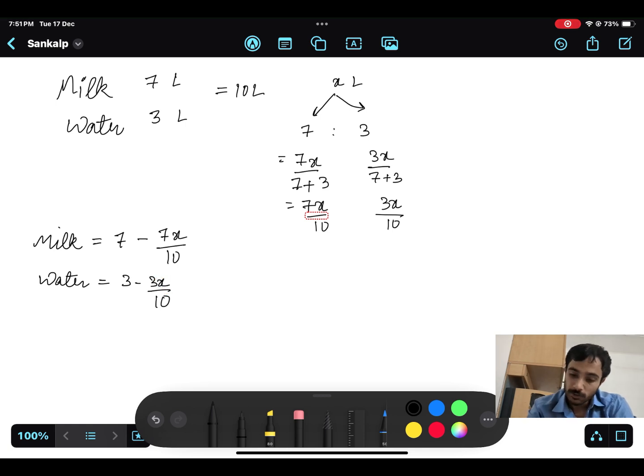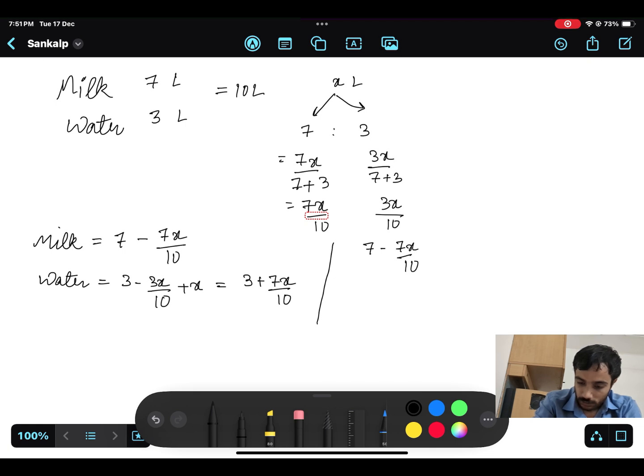It is said that after removing the x, we are adding an equal amount of pure water to the mixture. So the amount of water will increase by x. So the amount of water finally in the mixture will be 3 plus 7x by 10. Now finally it is said that the new ratio becomes 1 is to 1, which is nothing but the amount of milk and water become equal. So we have to equate the amount of milk, which is 7 minus 7x by 10, to the amount of water, which is 3 plus 7x by 10.